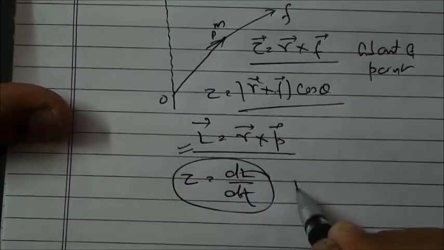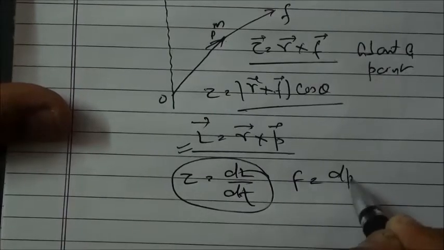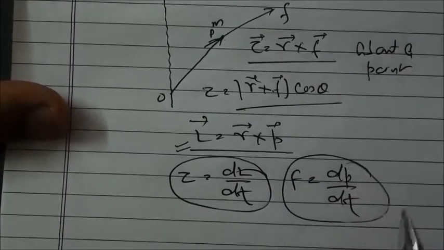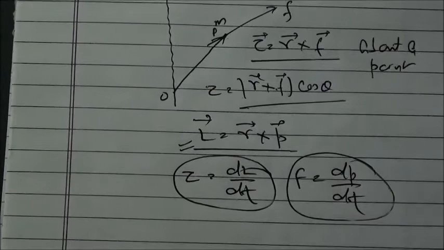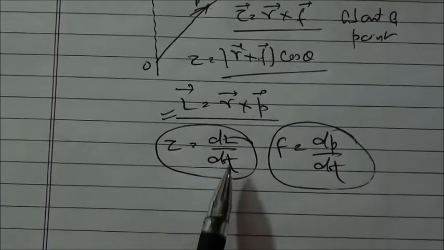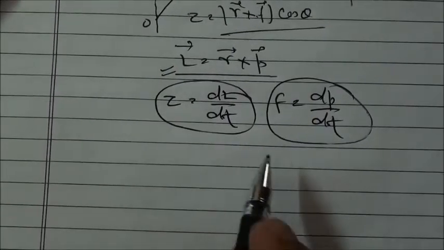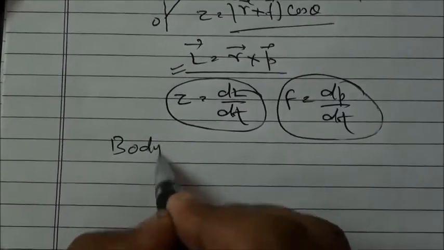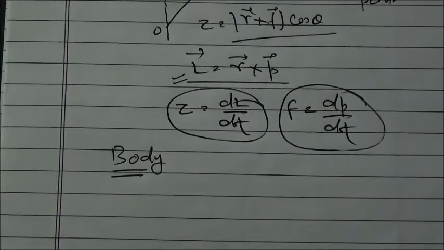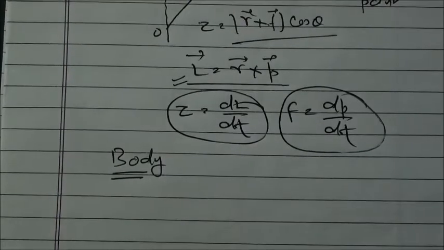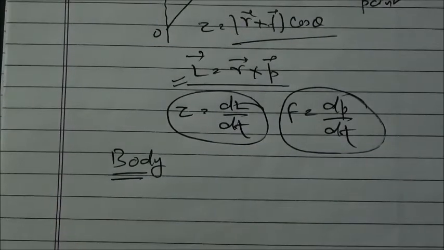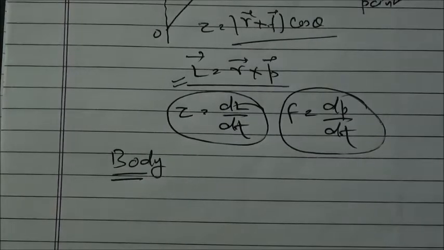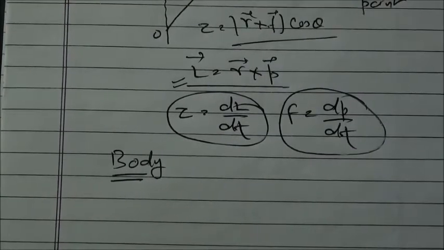It is just like F is equal to dp by dt. Just as force is the rate of change of momentum, torque is the rate of change of angular momentum. Now these expressions were for a particle. If we have to find the torque or the angular momentum of a rigid body, then how these expressions change, we will see that.